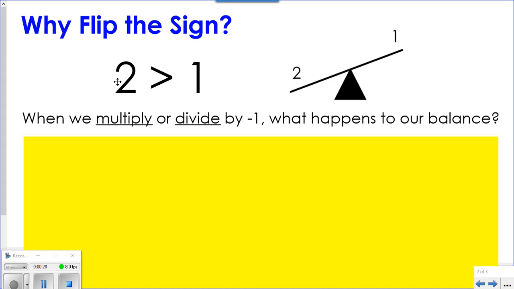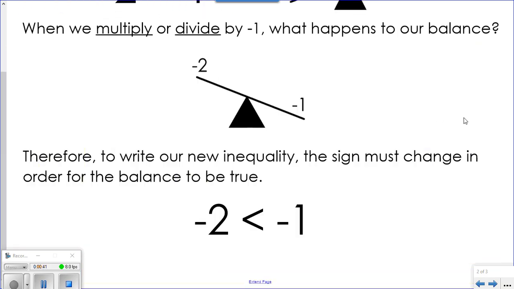So if we look at this example, we know that 2 is greater than 1. So if I were to set 2 and 1 on a seesaw here, 2 is greater, so it's going to balance down. But if I multiply both sides of that seesaw by -1, now my balance is shifted. Even though 2 is a larger number, when we make it negative, it's further away from 0, so its value is actually less than that of -1. In order to correct the balance, we have to flip the inequality symbol around to reflect this change. And that's why anytime we multiply or divide on both sides of an inequality by a negative number, we have to flip the sign in the middle.